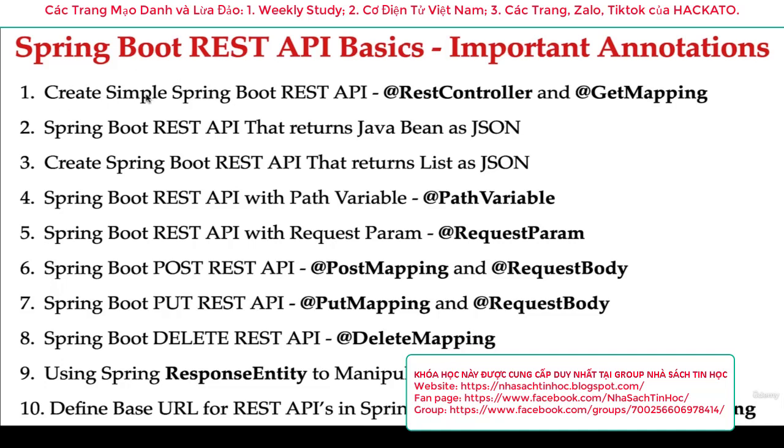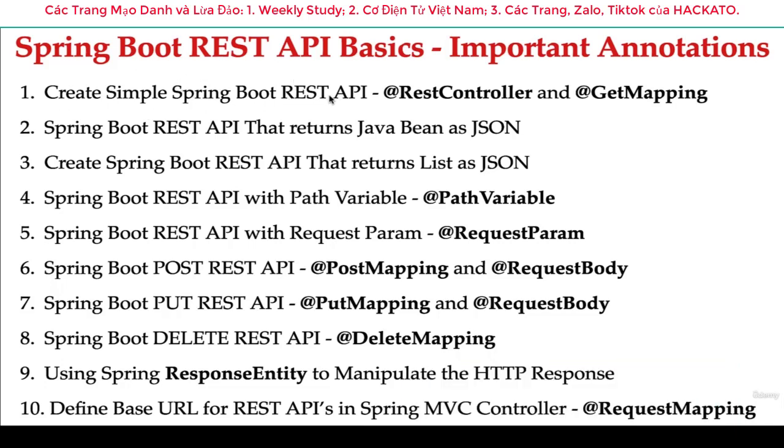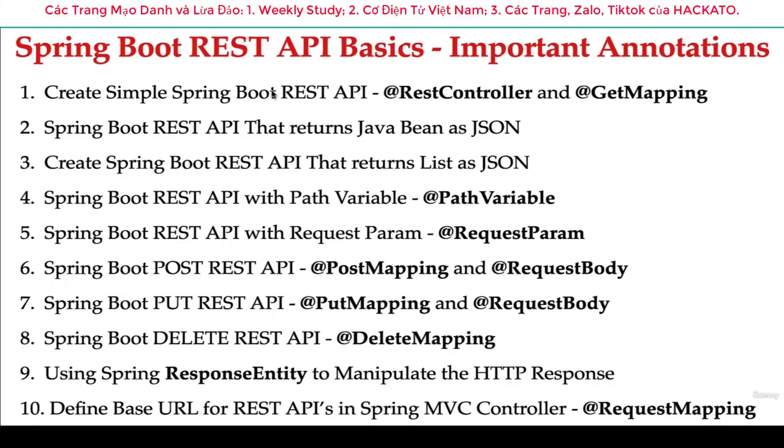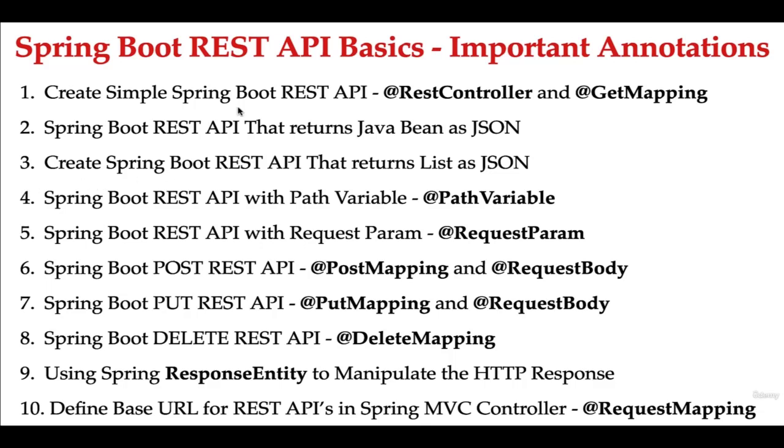We'll begin with creating a simple Spring Boot REST API using @RestController and @GetMapping annotation. Next, we'll see how to create a Spring Boot REST API that returns a Java bean as a JSON to the client. Next, we will see how to create a Spring Boot REST API that returns a list as a JSON to the client. Next, we will see how to create a Spring Boot REST API with @PathVariable annotation.